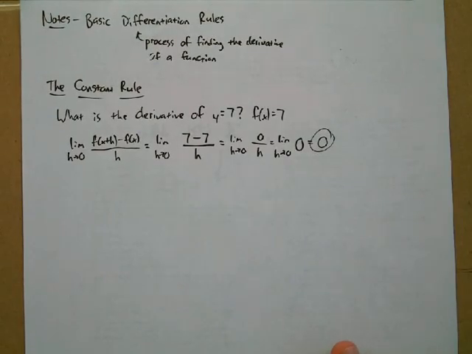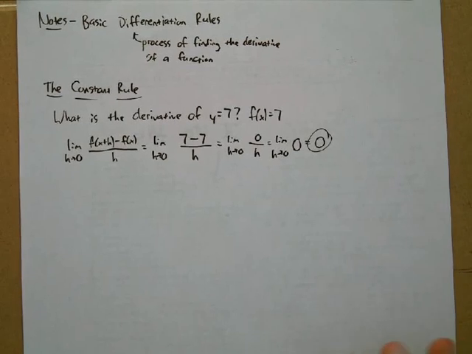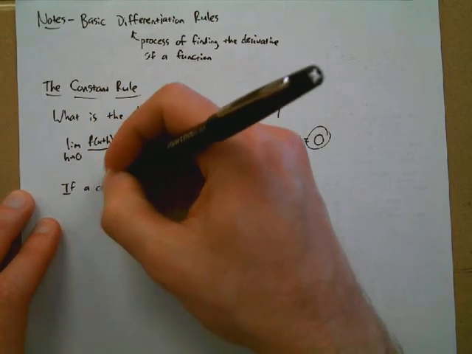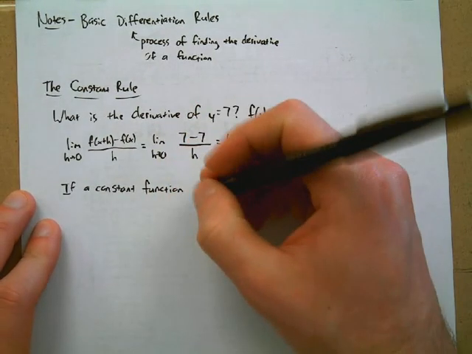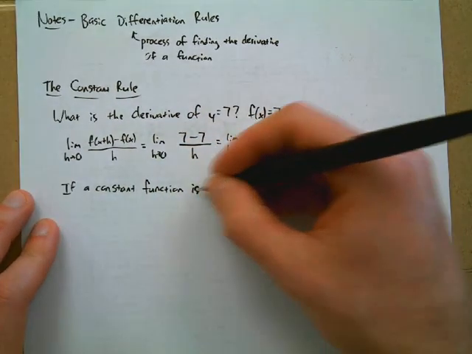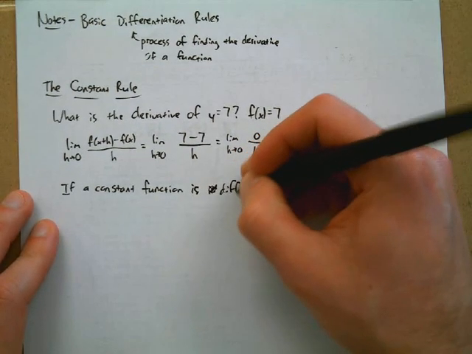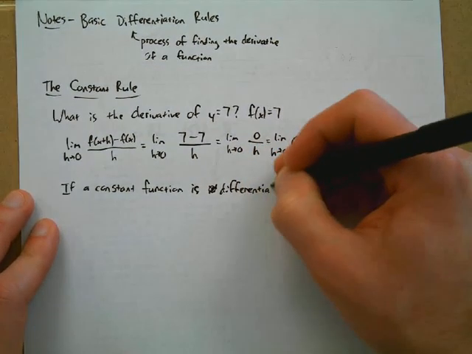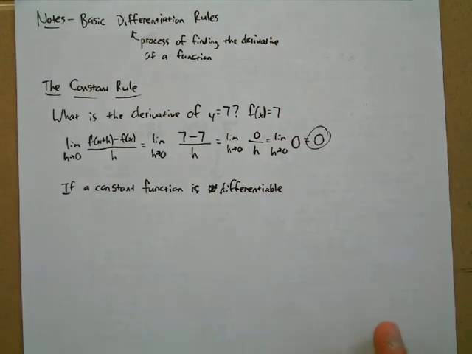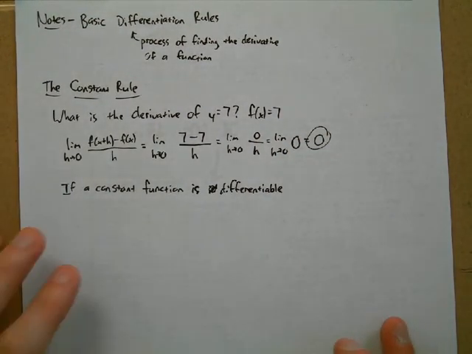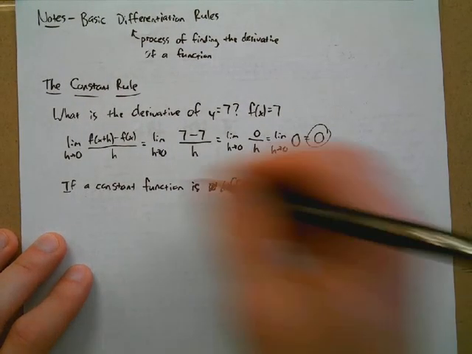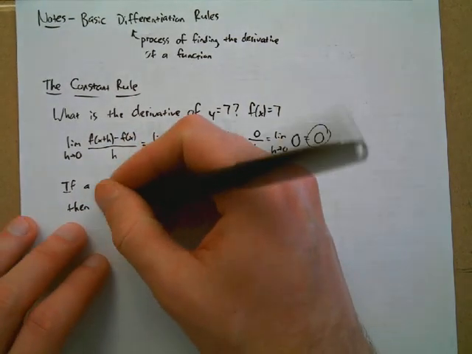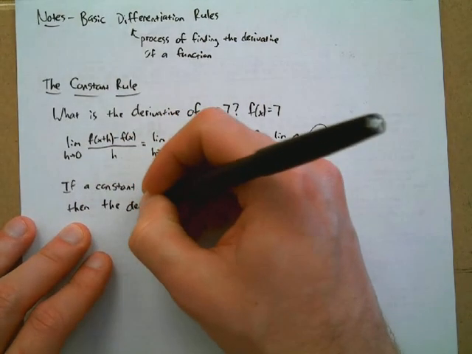And in fact, in general, if a constant function is differentiable, and we won't worry about things that aren't differentiable for right now, you'll learn more about that when you're in calculus. The word differentiable just means able to be differentiated. There are situations and cases where you can't take the derivative of something for a variety of different reasons. But if a constant function is differentiable, then the derivative of the function is 0.